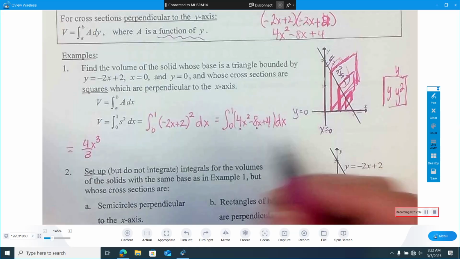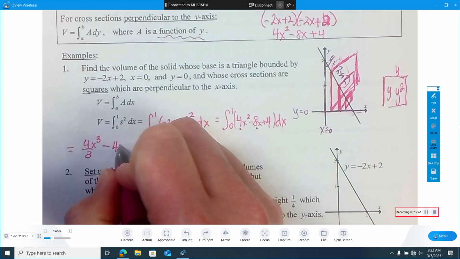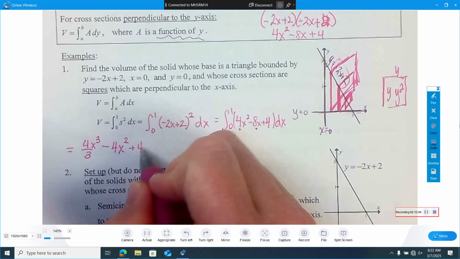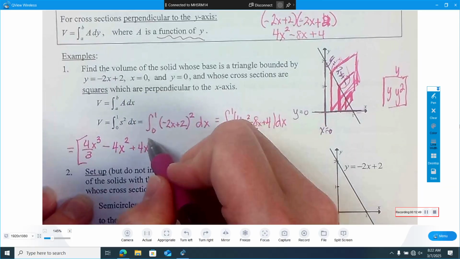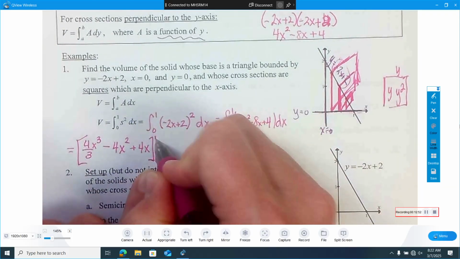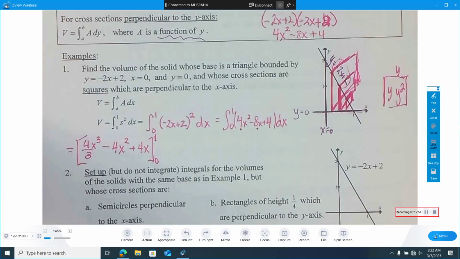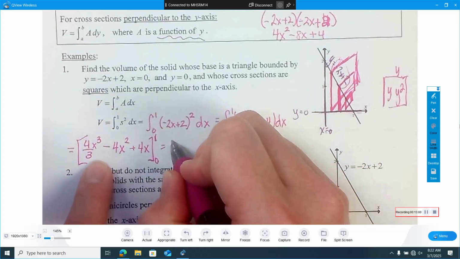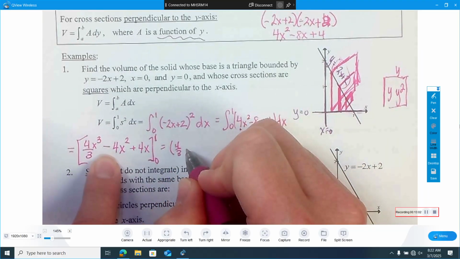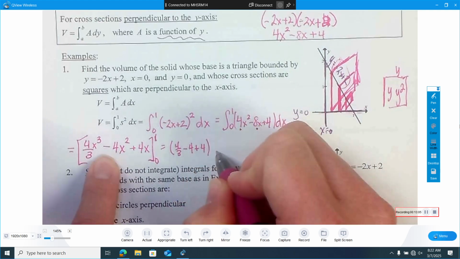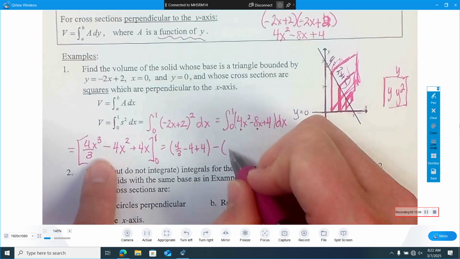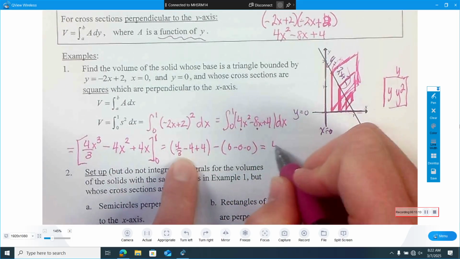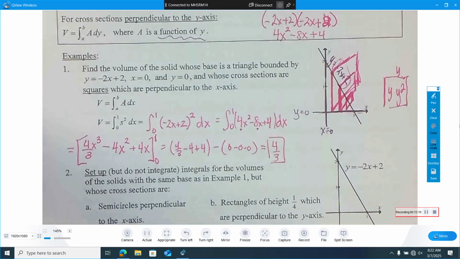Minus 8x squared over 2, minus 4x squared. Good. And then plus 4x. We don't need a plus C because we have our 0 and 1 to plug in. All right, so if I plug in 1, 1 cubed is 1, so I'm getting 4/3, minus 4, plus 4. Oh, that makes it easy. And then I plug in the 0. Oh, that's just going to be 0, 0, and 0. Okay, so we get 4/3. Hey, that was not too bad. I like that problem.